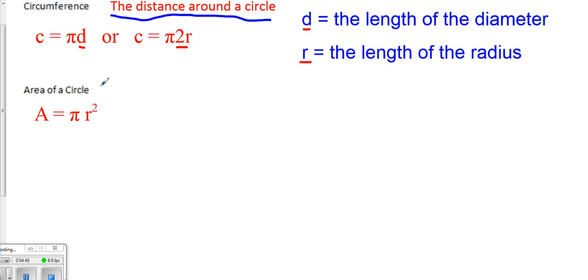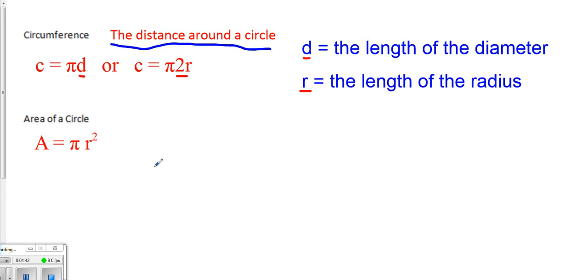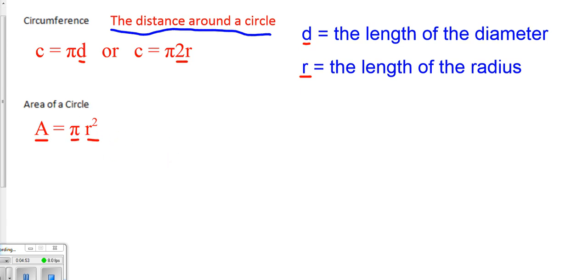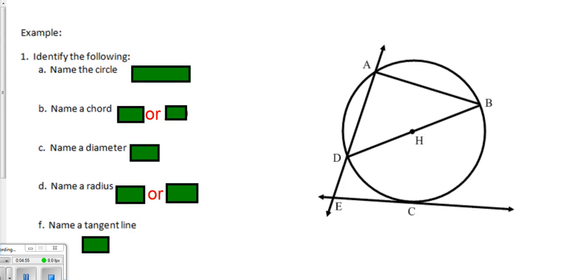Also, the area of the circle. The area is just the space inside of it. The formula for the area, A, equals pi times the radius squared. So radius times radius. Let's look at some examples here.